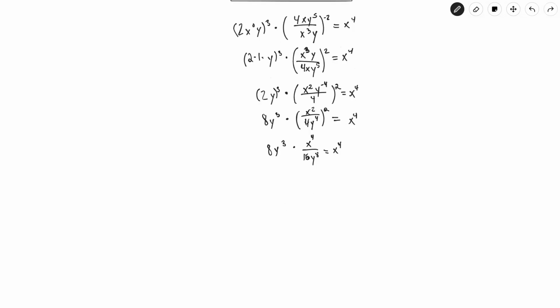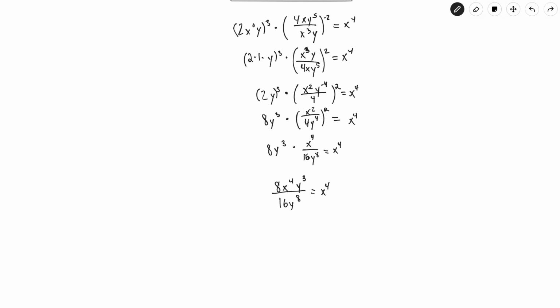So in my numerator, I get 8. I'm going to write it in alphabetical order: x to the 4th power, y to the 3rd power. In my denominator, I get 16 y to the 8th power, and the whole thing equals x to the 4th power. This, of course, can still be simplified.